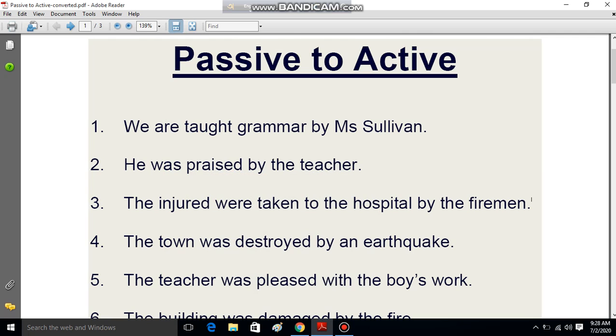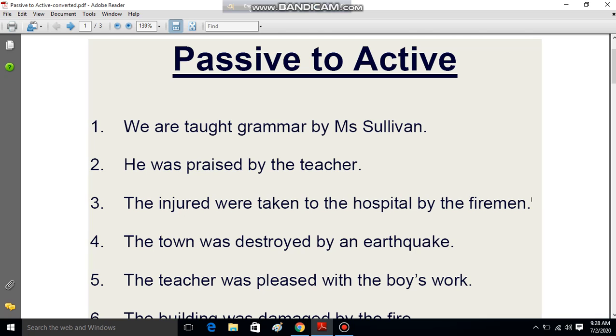Means subject, then past form of the verb, then object. You understand? So what will be the subject here? The teacher. So the teacher, then as it is past simple, no helping verbs, only V2, meaning past form of the verb. So teacher praised. Then he, its objective form we will take. So the teacher praised him.